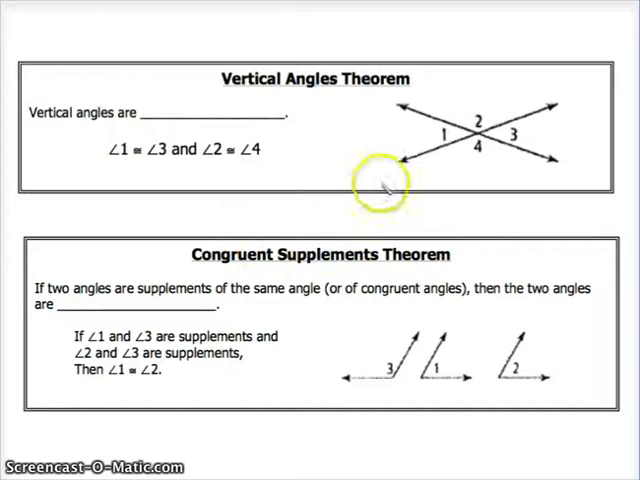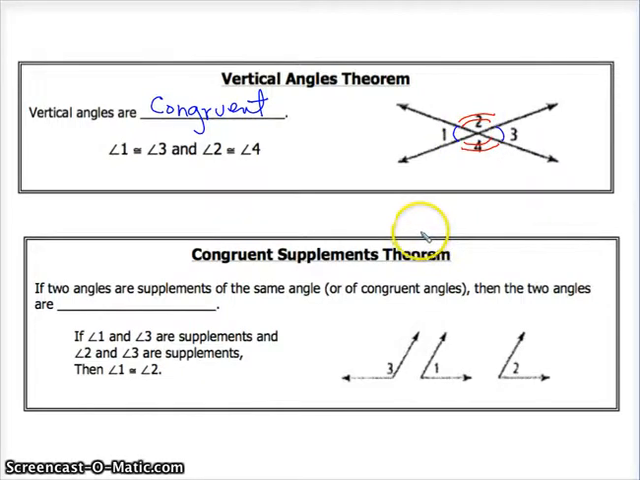In our examples today, we're going to need to know about vertical angles. All right, vertical angles we've talked about before, but we haven't specifically stated that vertical angles are congruent. Vertical angles are located opposite of one another when we have intersecting lines. So an example of vertical angles would be 1 and 3. Another example of vertical angles would be 2 and 4.